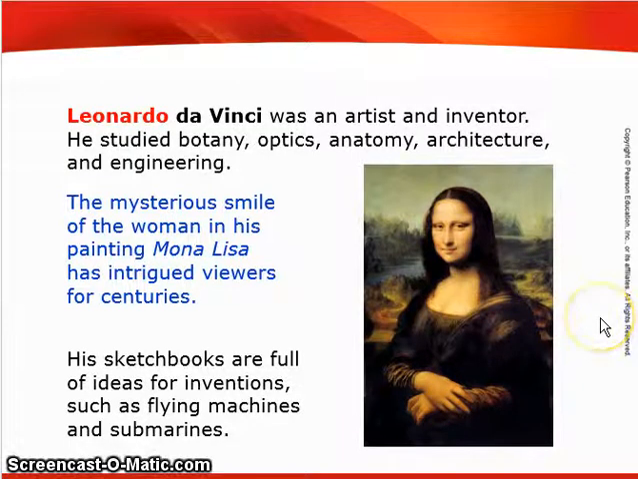Leonardo da Vinci's sketchbooks are full of ideas for inventions such as flying machines and submarines. He was way ahead of his time, whereas he did not exactly get anything to take off, and he probably didn't exactly use the submarine. He did have ideas for these. He had a sketchbook where he put all of his different ideas. If he could get the funding, maybe it's something he would try in the future.